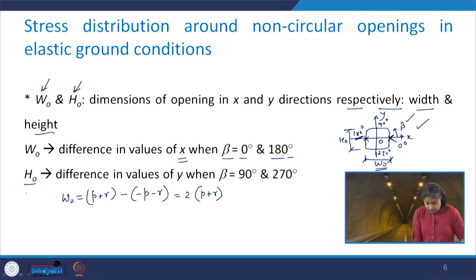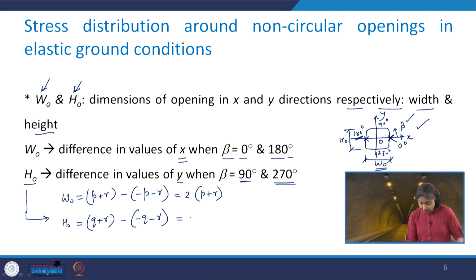Similarly, H naught is the difference in the value of y when beta is 90 degree and beta is 270 degree. So, I will get H naught as Q plus R minus minus Q minus R, and this will result in 2 times Q plus R. So, having known the values of these parameters corresponding to a particular shape, this is how we can find out the width and height of that shape of the opening.